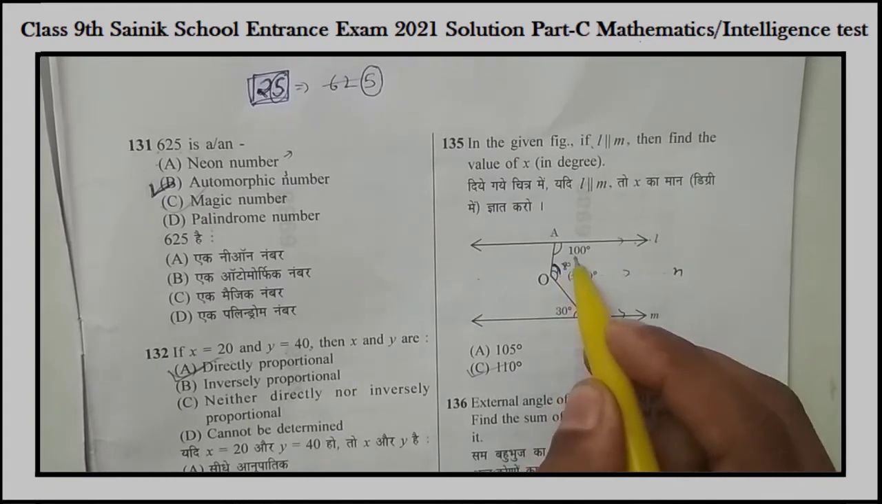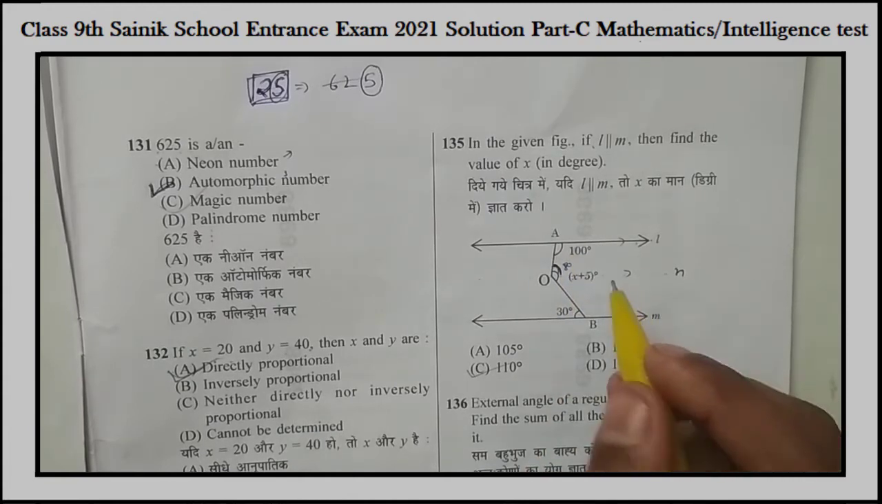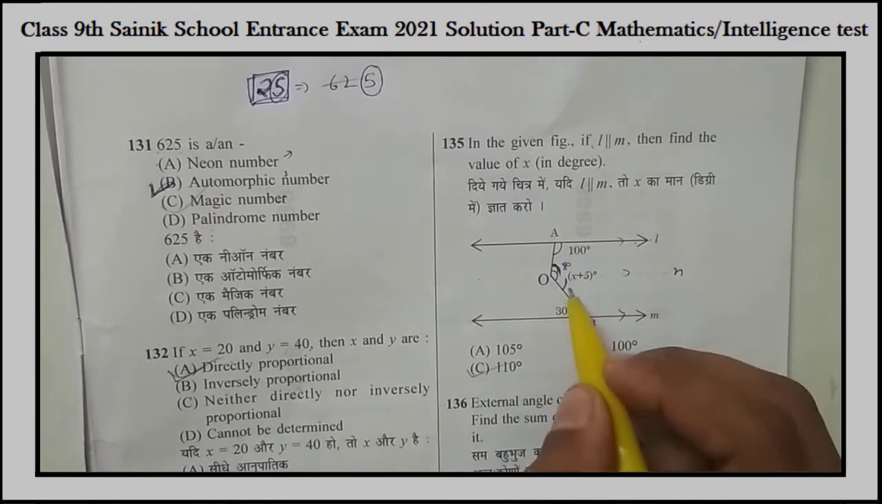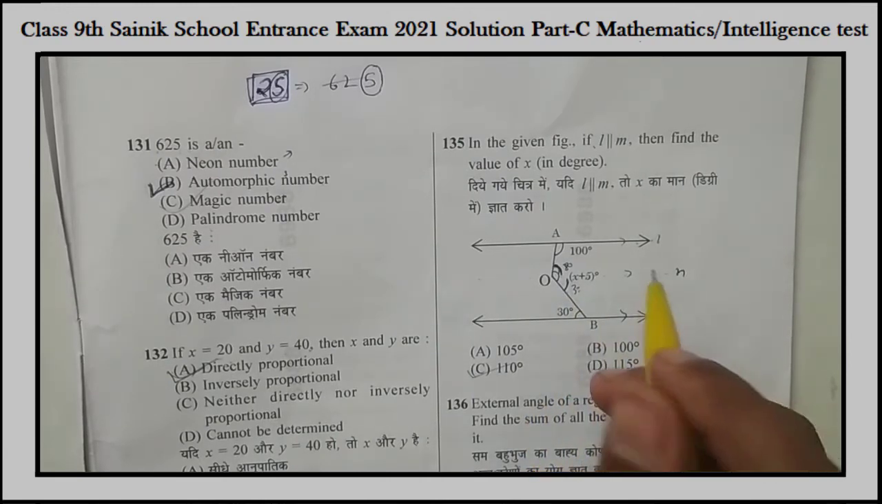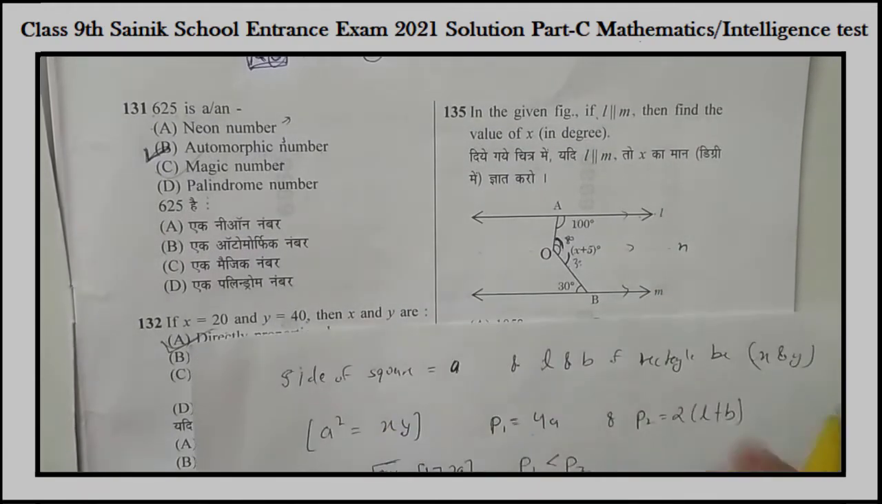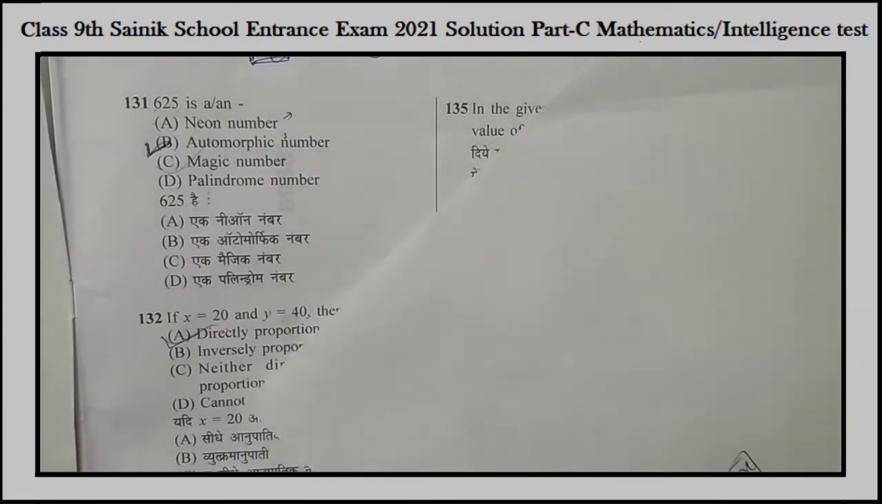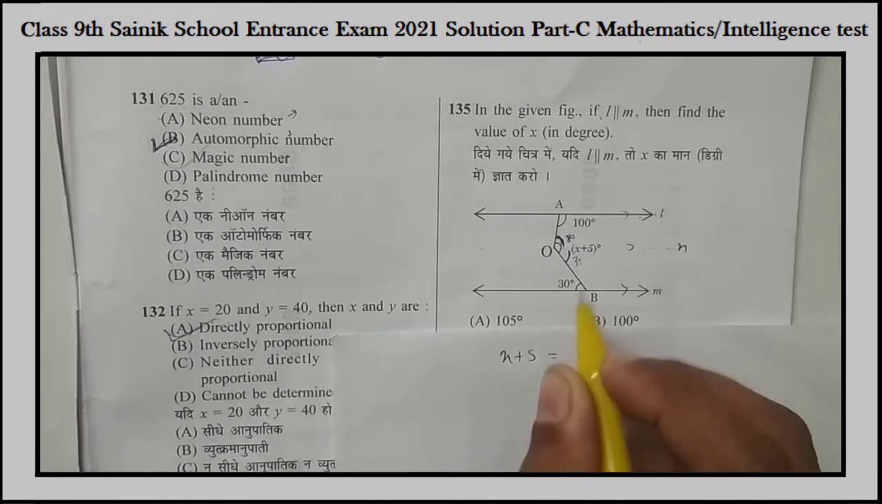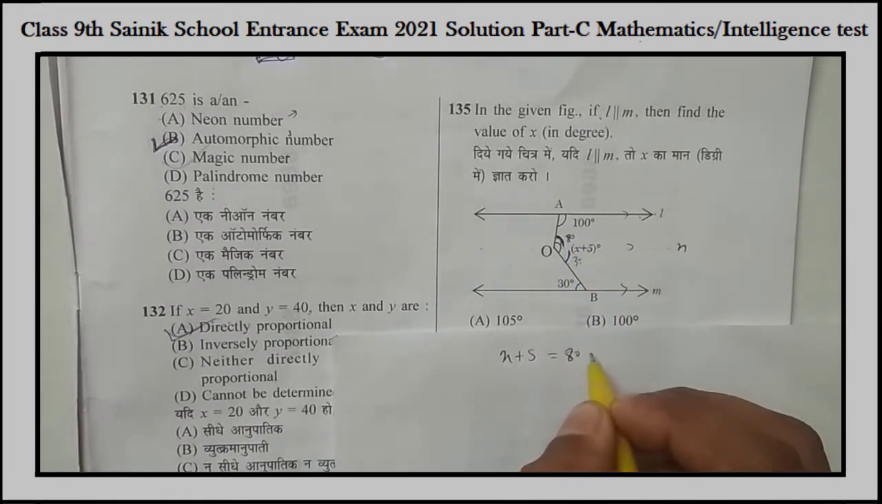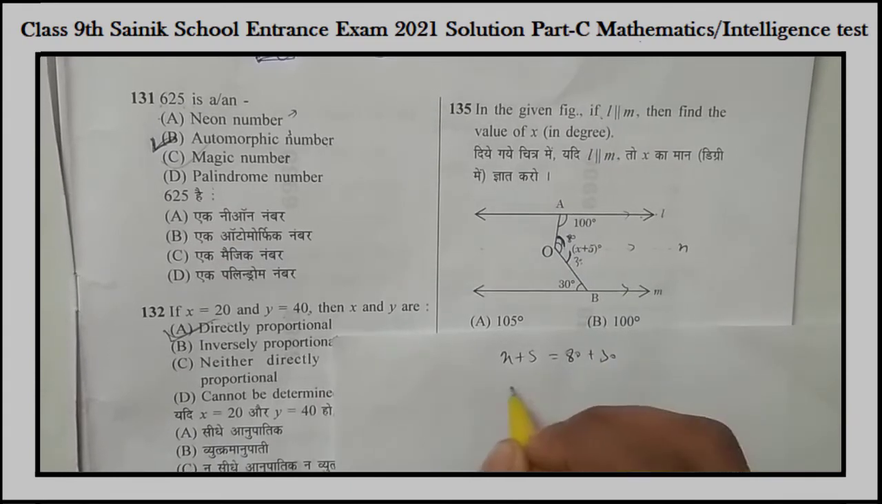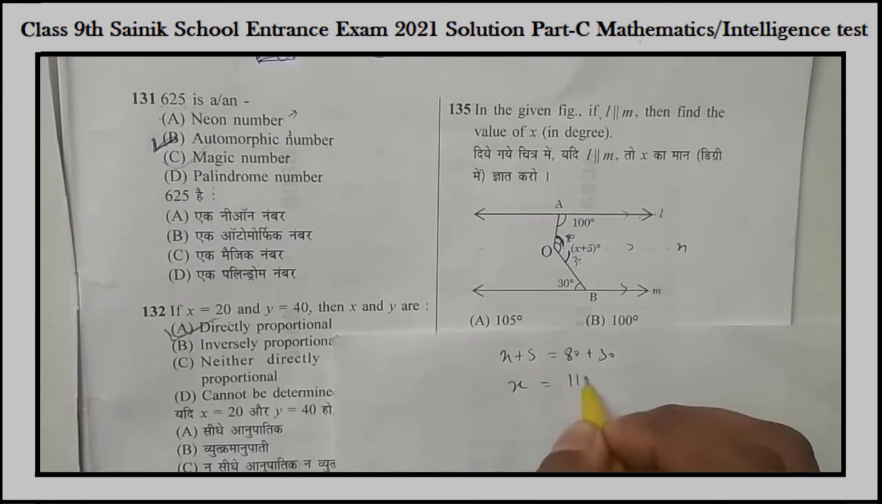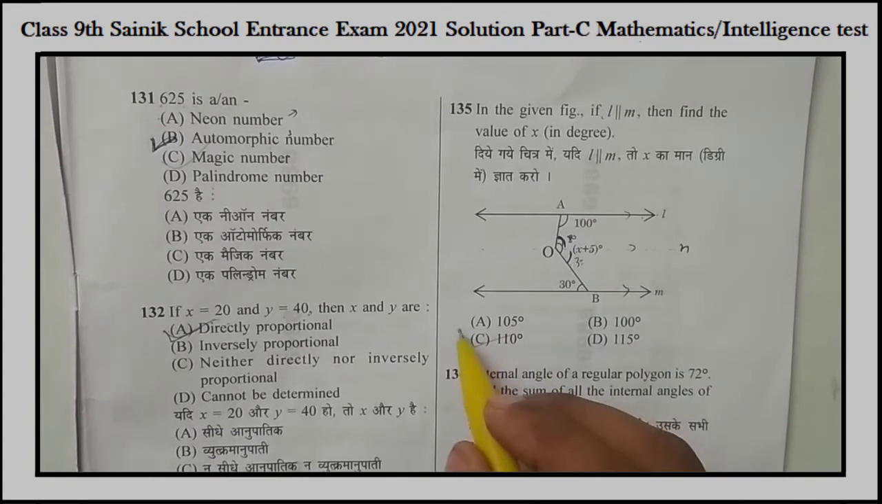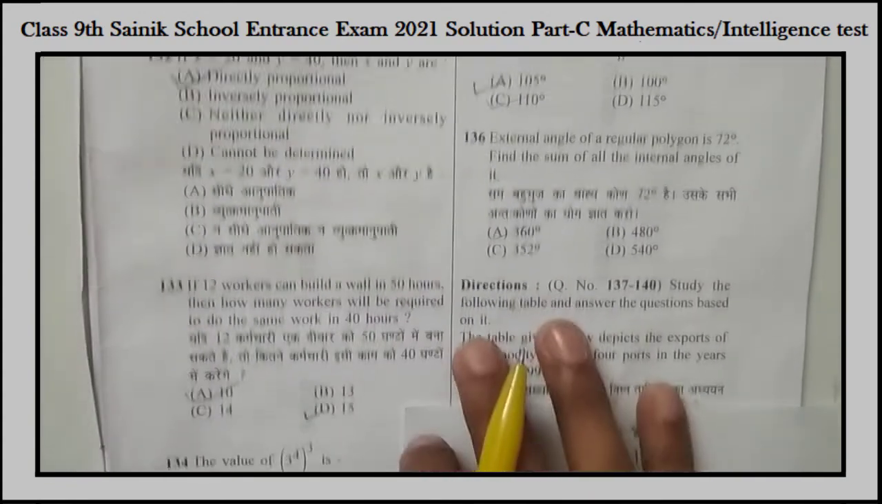This angle becomes 80 because these angles are co-interior. And what will be the value of this angle? This angle is 30 degrees because these angles are alternate interior angles. So the value of x plus 5 is equal to 80 plus 30. The value of x is equal to 110 minus 5, which is 105 degrees. So the correct option is option number A, 105.